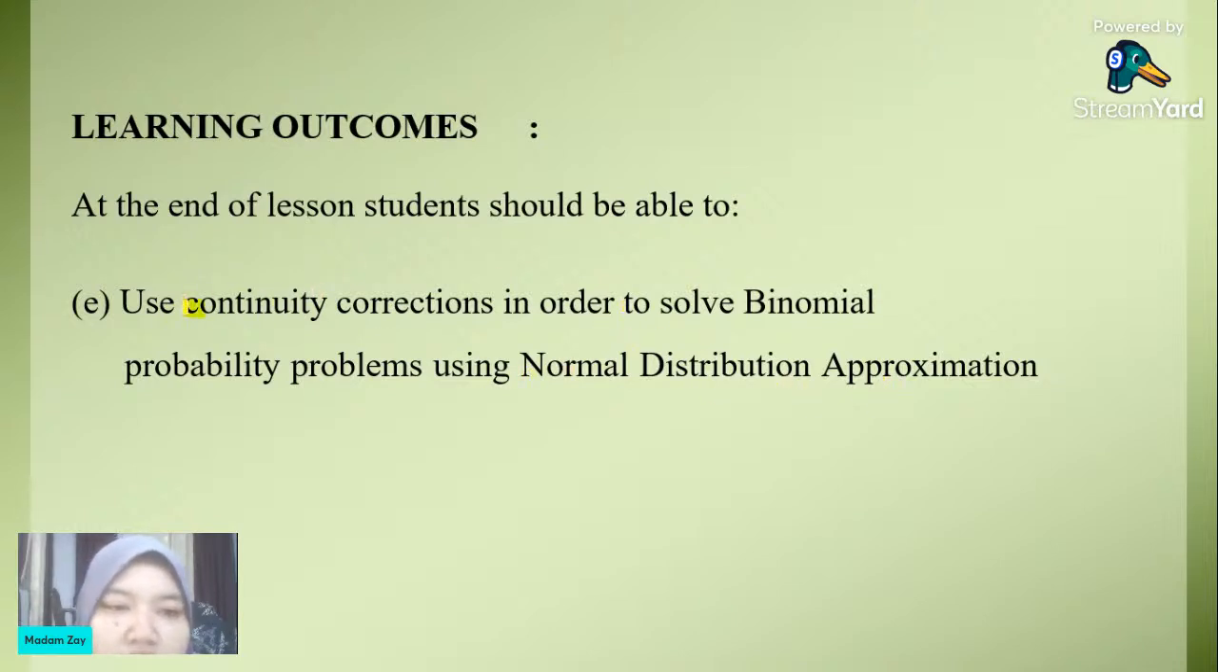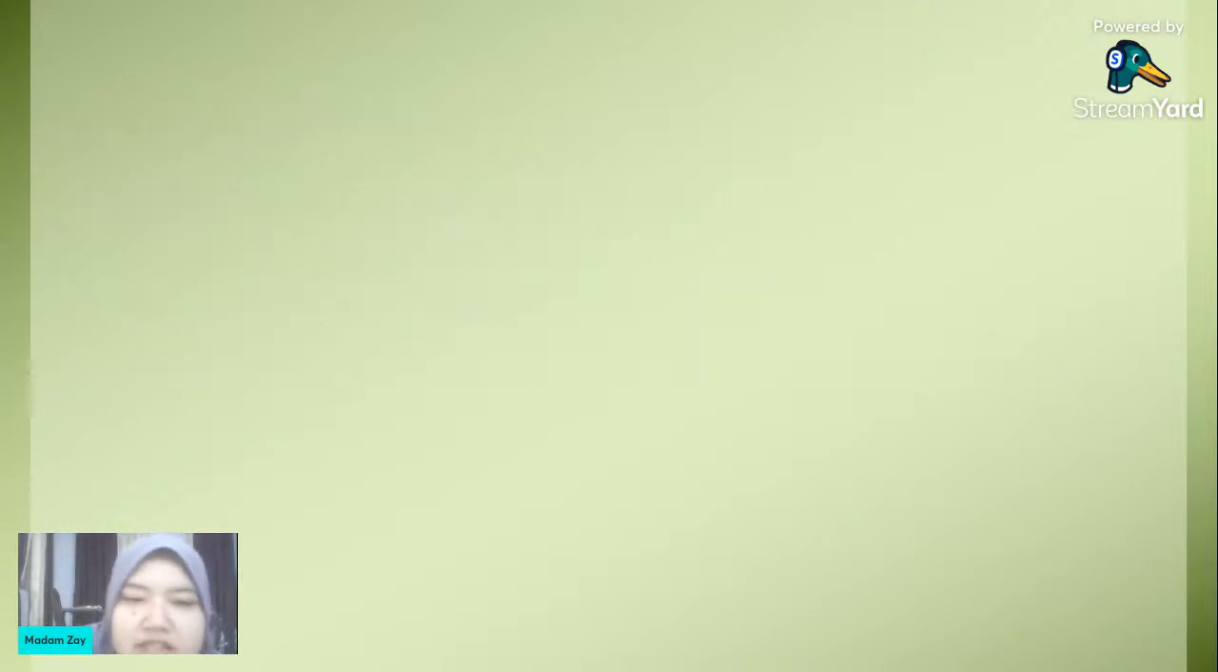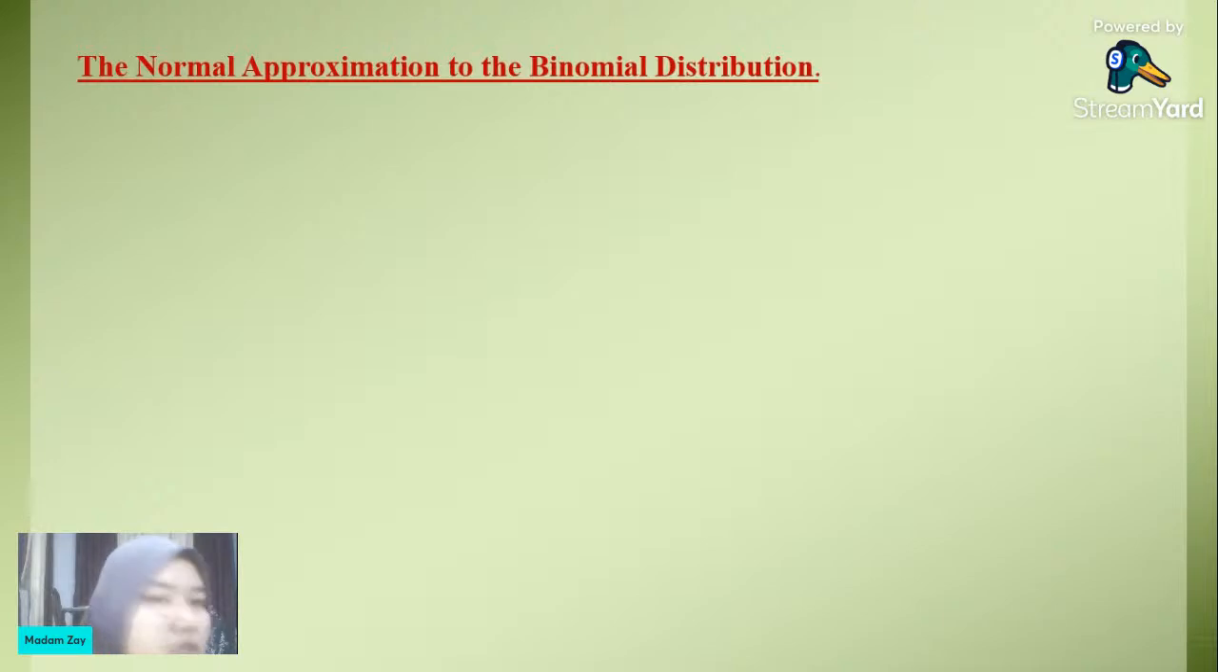Okay, so this continuity correction is a method where we are adapting the normal distribution to binomial probability problems. Why? Because there are certain parts that we cannot solve by the binomial distribution. So let's see the concept: the normal approximation to the binomial distribution. We have a binomial distribution, but we cannot solve it using the binomial distribution itself.